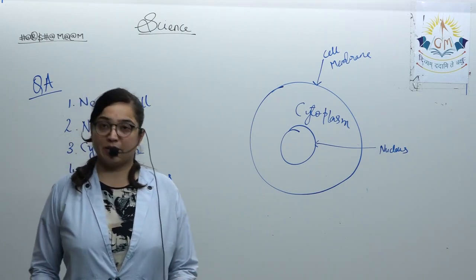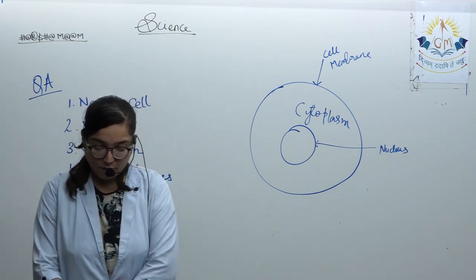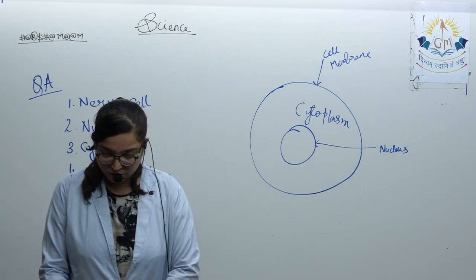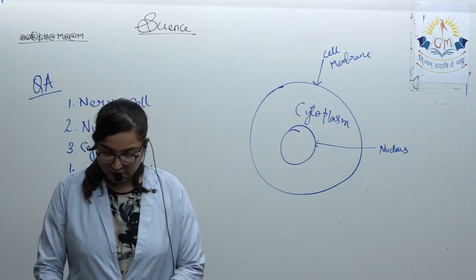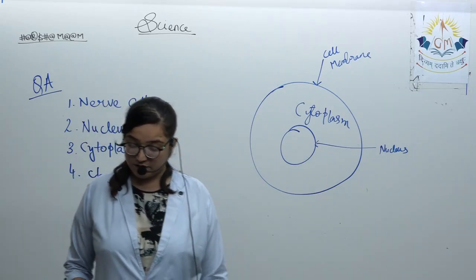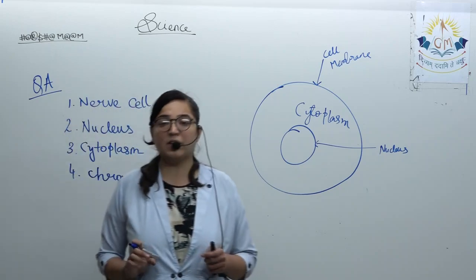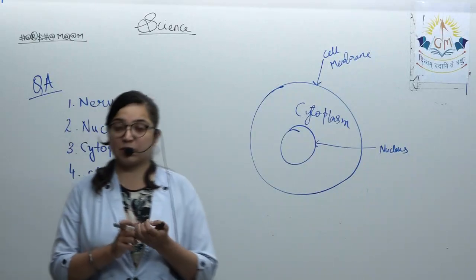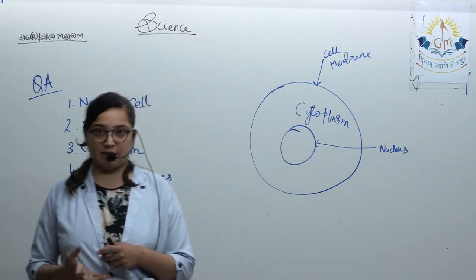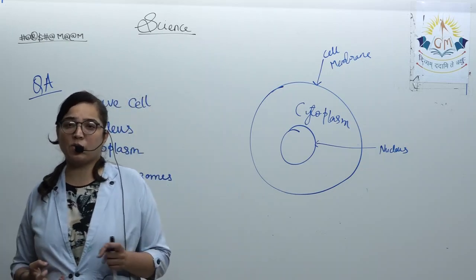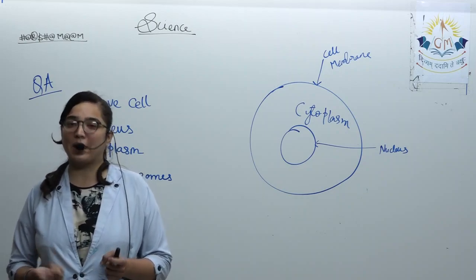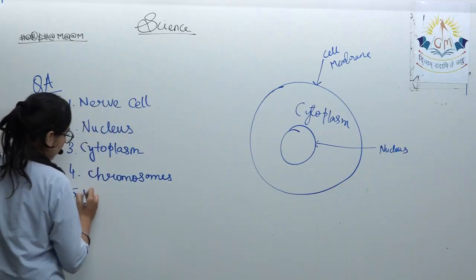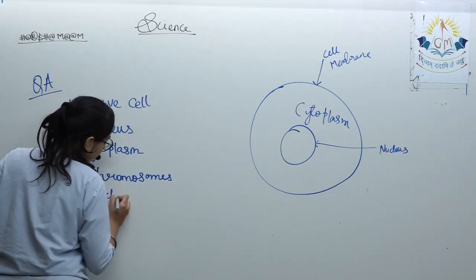Moving on, the next question is: name the cell organelle which is considered the powerhouse of the cell. Powerhouse, that is the organelle which is providing energy, like electricity. So the powerhouse of the cell is mitochondria. You already know. So the fifth answer is mitochondria.